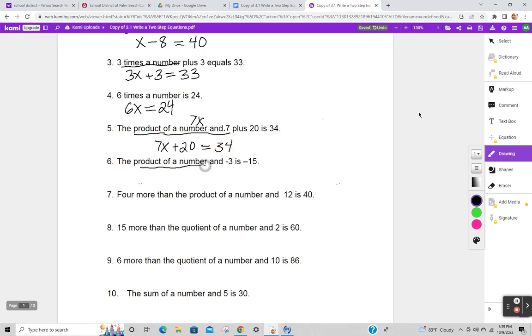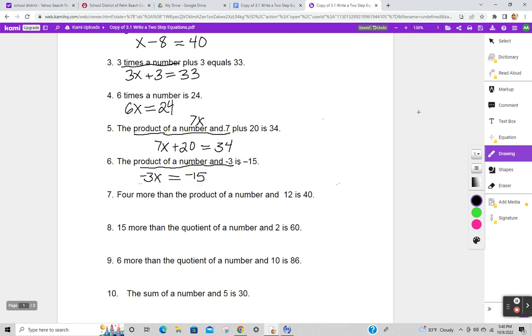The product of a number and 3, so this is our multiplication right here. Product of a number and 3, I'm sorry, -3, so it's going to be -3x. We don't know what the number is, so we're going to represent that with x. And this number x and -3 are being multiplied. Okay? And that's going to equal to, because we know we have the word is, which means equal to, -15.